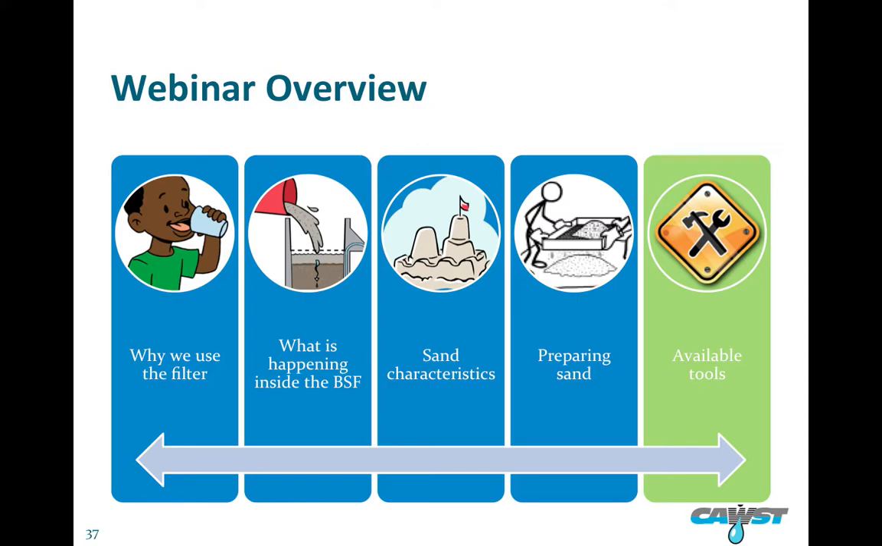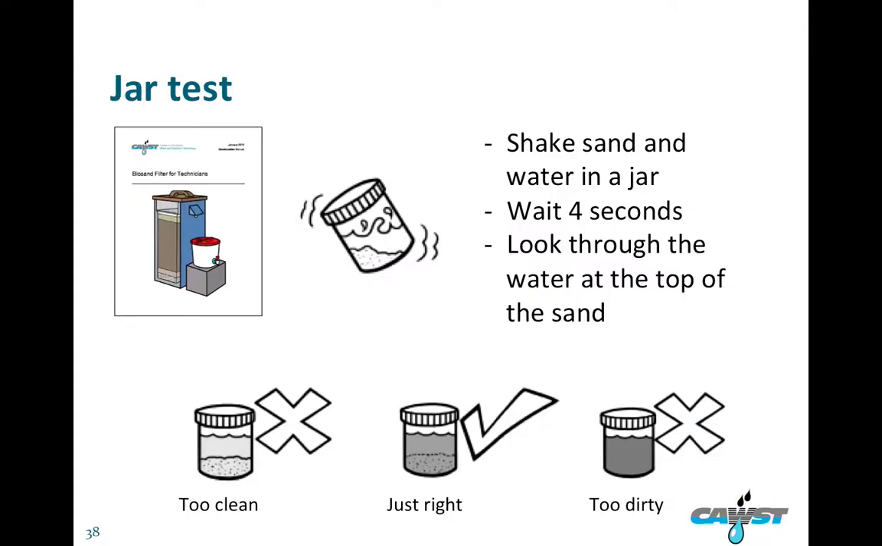So finally, I'm going to discuss some of the available tools that I keep mentioning. We have three main tools available to us for checking the appropriateness of our filter sand. The simplest is the flow test. The more in-depth method is the sieve analysis. And the jar test is used during the sand preparation to get a feeling for your silt. So the jar test helps you to know whether the sand has been correctly washed. The instructions are found in the Biosand Filter Construction Manual, and that is available online.